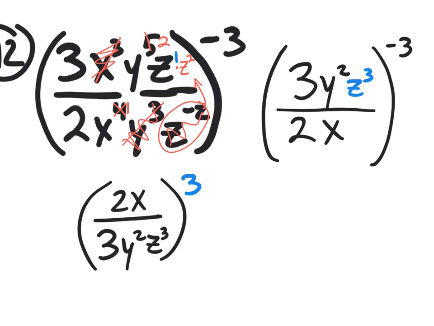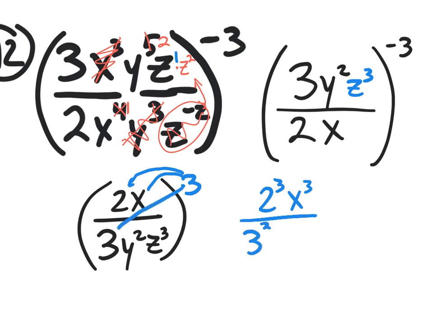And then I'm going to take this 3 and put it on the 2. So I have 2 to the third up on top. Put the 3 on the x. X to the third up on top. Put the 3 on the 3. That'll be 3 to the third on the bottom. Put the 3 on the y squared, which will become y to the 6 because you multiply exponents. And then put the 3 on the z. That'll be z to the 9th because 3 times 3 is 9.